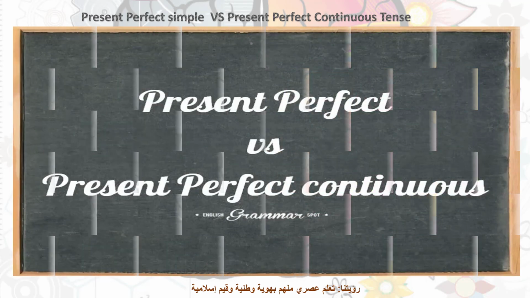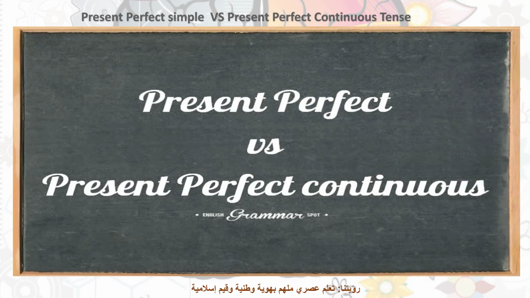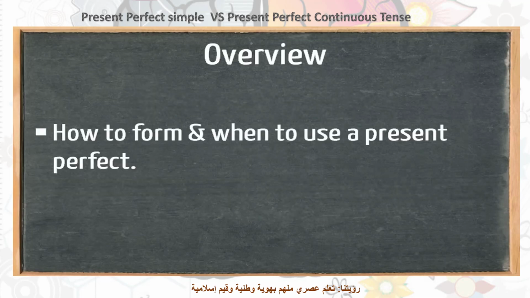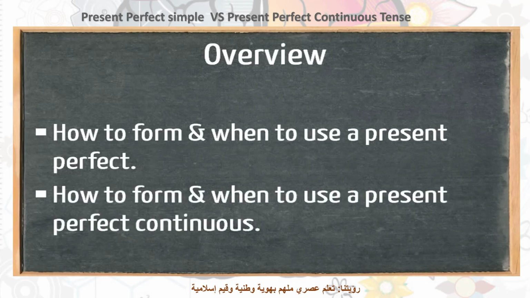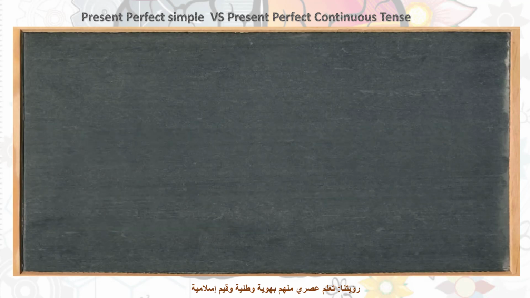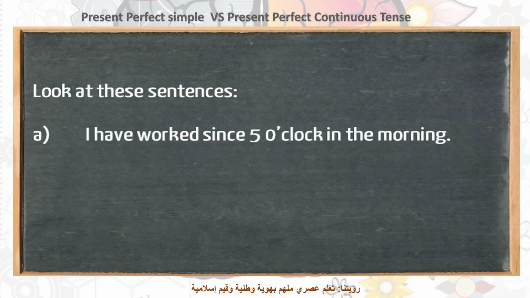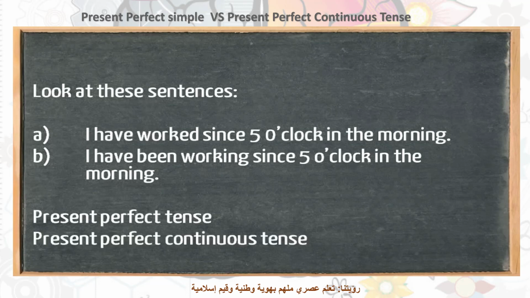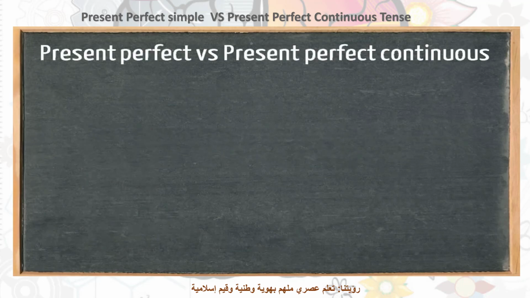The present perfect and the present perfect continuous. In this tutorial, I'm going to show you how to form and when to use a present perfect and how to form and when to use a present perfect continuous. Take a look at these sentences. I have worked since 5 o'clock in the morning. I have been working since 5 o'clock in the morning. The first sentence is in the present perfect tense. The second sentence is in the present perfect continuous tense.